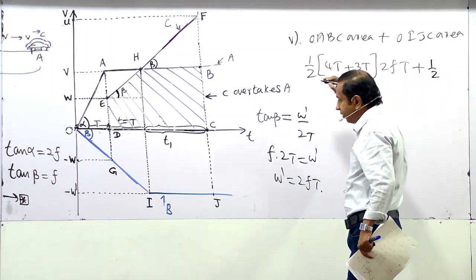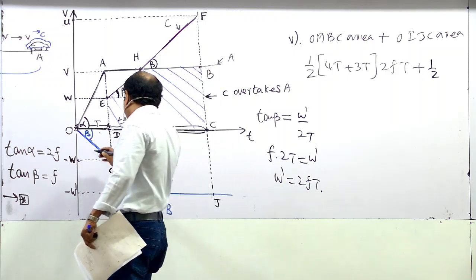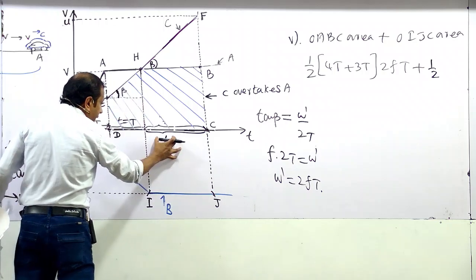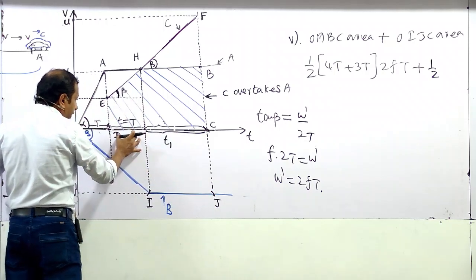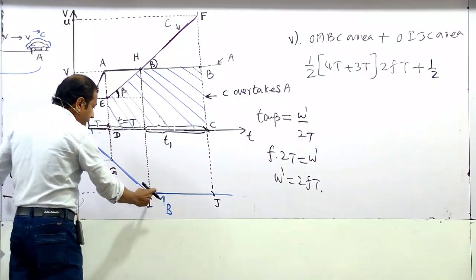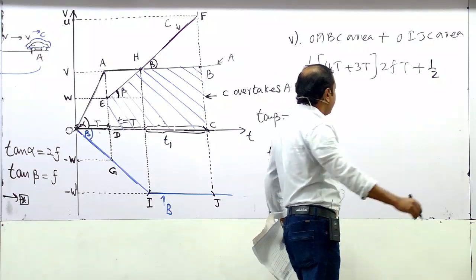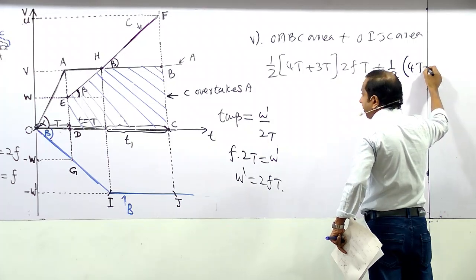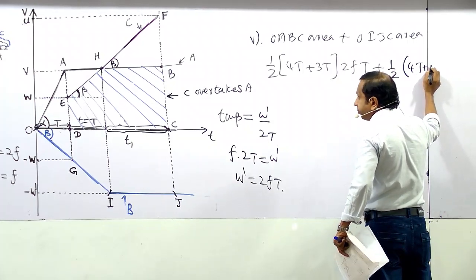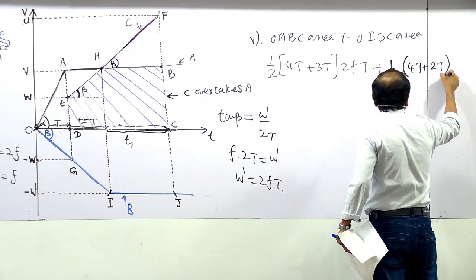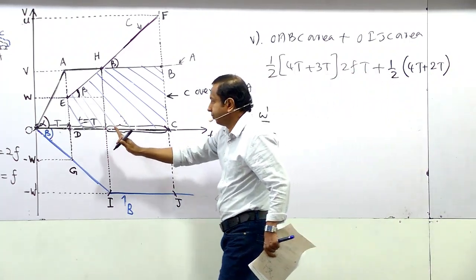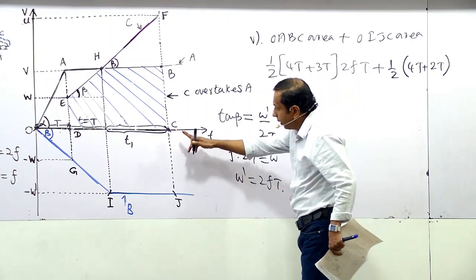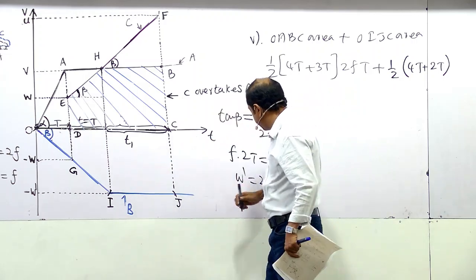Then take half the sum of the parallel sides. One parallel side is from here to here. The other parallel side is here. Here T, 2T, T, then 40. This is 2T. Half the sum of the parallel sides, 40 plus 2T, no? This is 40, this is 2T. Half the sum of the parallel sides into the perpendicular height. The perpendicular height is W dash that I found here, 2FT.